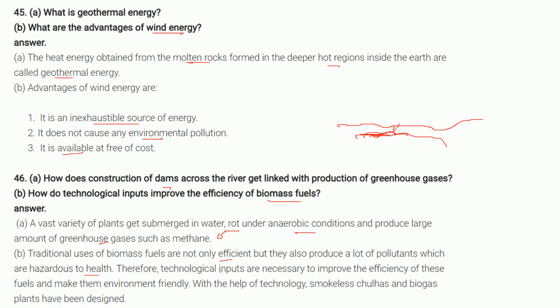Therefore, technological inputs are necessary to improve the efficiency of these fuels and make them environment friendly. With the help of technology, smokeless chulhas and biogas plants have been designed.